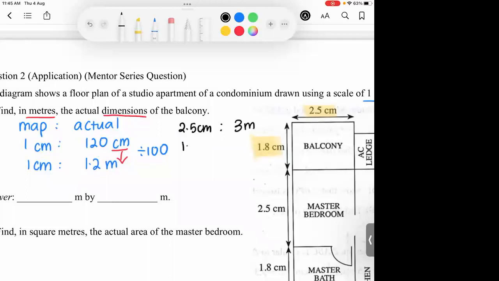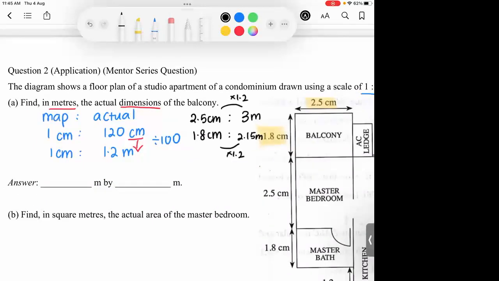I also have the 1.8 cm. I take 1.8 times 1.2. Okay, the ratio over here, so times 1.2, to give me the dimension 2.15 meter. So when they ask me for the dimension, how much by how much, how many meter? I can just put 2.15 meter by 3 meter. I can also put it the other way around, 3 meter by 2.15 meter also can.